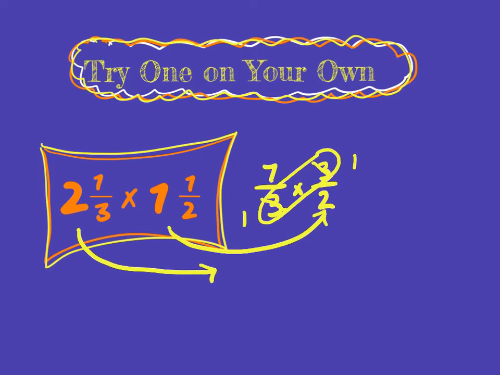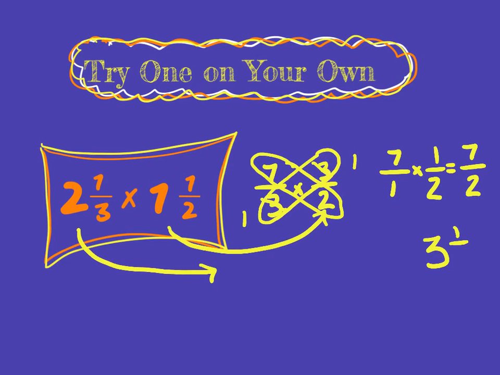If I look at this pair, 7 and 2, there are no common factors, so there's nothing I can take out. So now my new fractions that I'm multiplying are 7/1 times 1/2, and that's going to give me the answer of 7/2, which can be changed to the mixed number of 3 and 1/2.